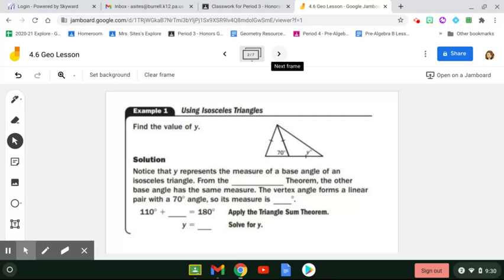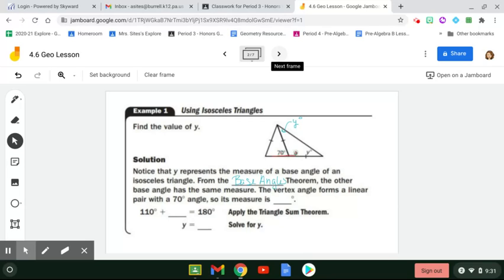So let's see what helps us right now in this note taker. It says in the solution, notice that y represents the measure of a base angle of the other isosceles triangle. From the base angles theorem, the other base angle has to have the same measure. So we know over in this area over here, this angle also has to be equal to y. The vertex angle forms a linear pair with 70 degrees, so its measure is, well, let's look and see where that's at. We're talking about right down here.